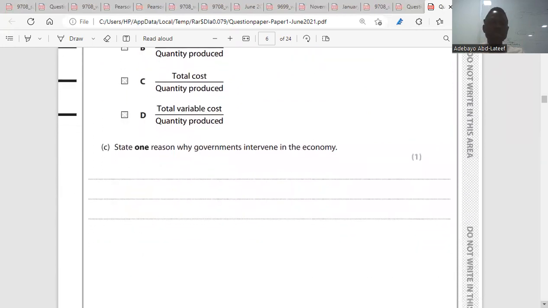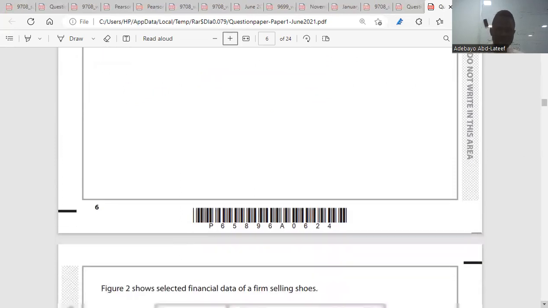Question C. They said, state one reason why government intervene in the economy. Government would intervene in the economy because of market failure. Another reason why government might intervene is if there is asymmetric information, lack of information, or lack of competition in the market. These are the reasons why government would want to intervene. That's question C. We go to D.